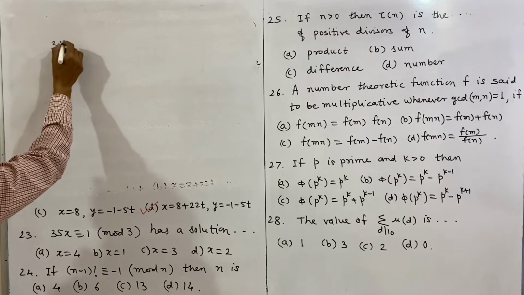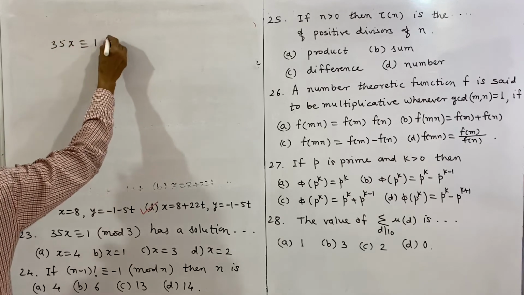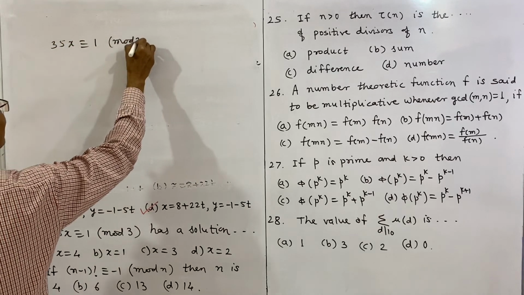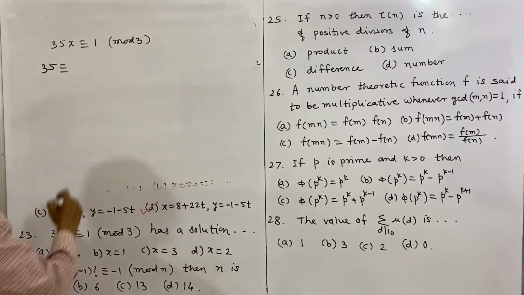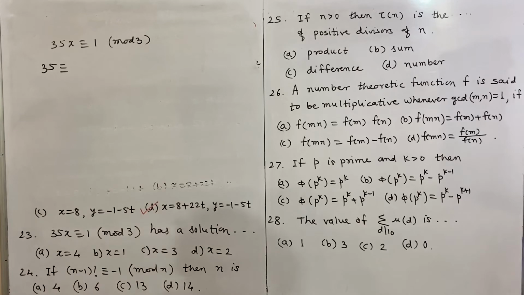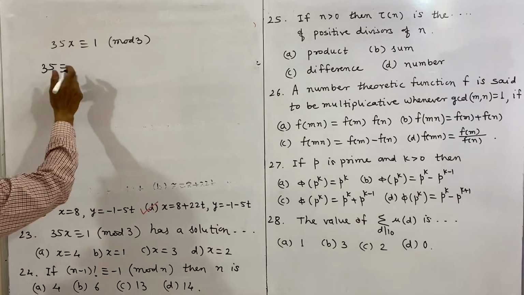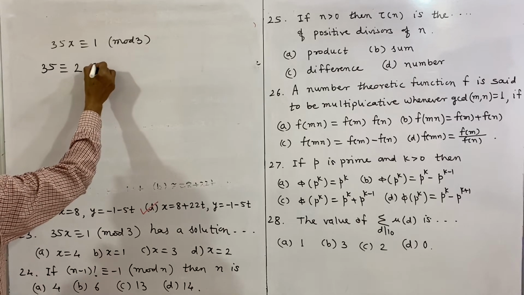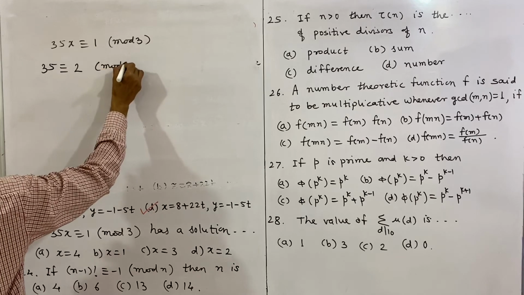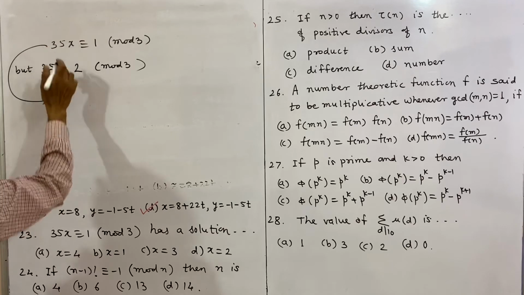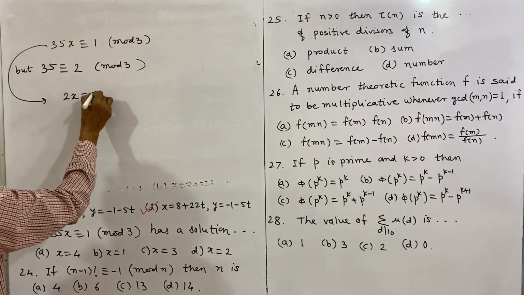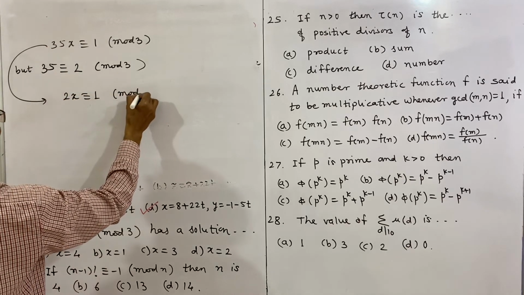35x is congruent to 1 modulo 3. Now, 35 is congruent to which number under modulo 3? We divide 35 by 3, the remainder is 2 under modulo 3, and therefore this congruence reduces to 2x is congruent to 1 modulo 3.